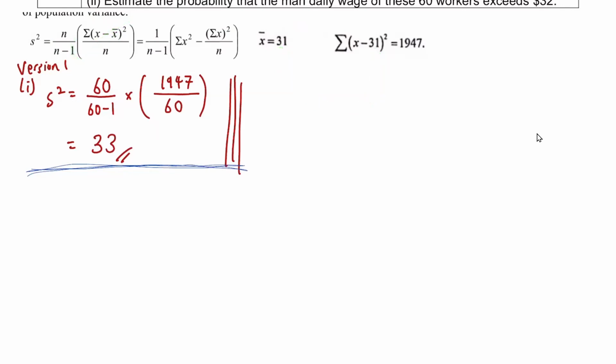The sample size was 60, so n is 60, then over 60 minus 1, which is 59. Multiply it by sum of (x minus x bar) squared, which is the 1947. Then you divide by the sample size 60. You'll get 33 as an answer. Is that okay? Yeah, okay. Part 1, okay, right? So sometimes version 1 is more efficient to use than version 2. Now I'll show you the other case.